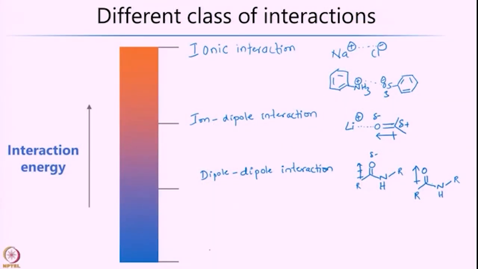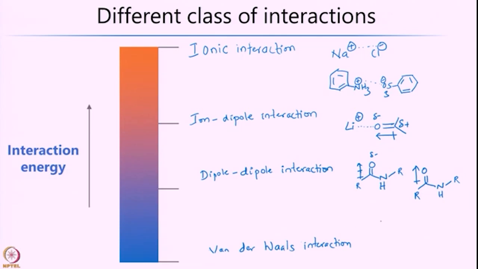And finally, we shall come to what are called van der Waals interactions. Please note the spelling of van der Waals: small v a n d e r, and capital W double a l s. Please don't confuse it with W A double L S. It is W double A L S. And this comes from a Dutch scientist called Johannes Diederik van der Waals.